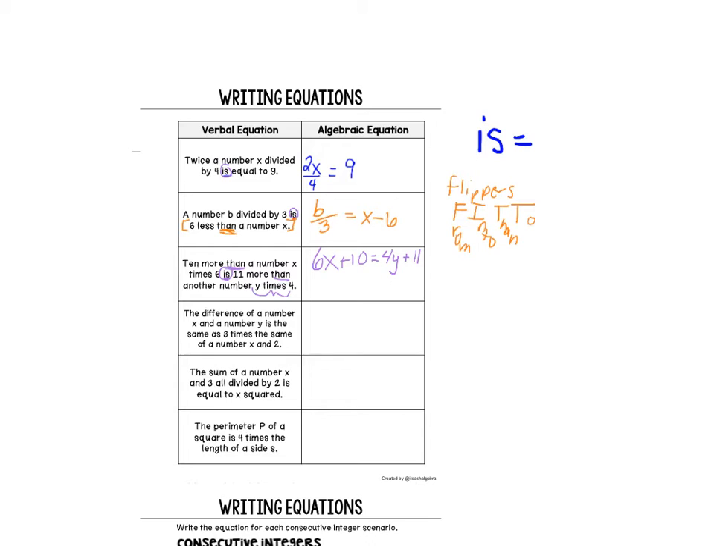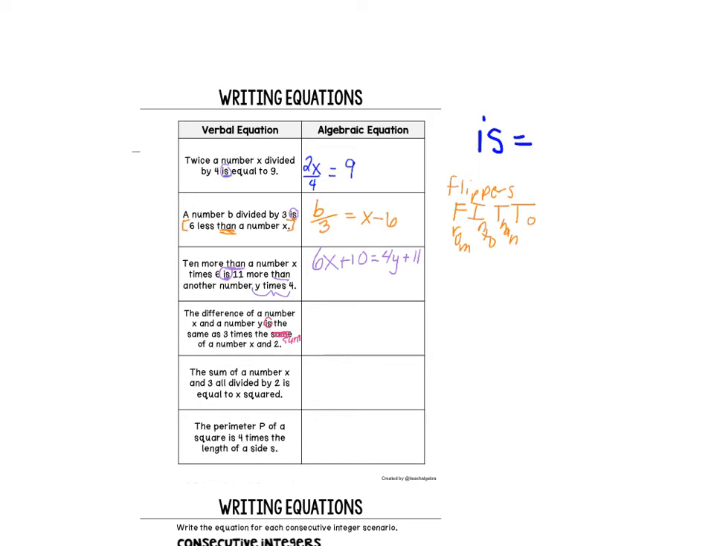Next one down, try it on your own, please. The difference of a number x and a number y is, there's that "is," let's circle it, the same as 3 times the sum of a number x and 2. I think instead of same, I meant to say sum.